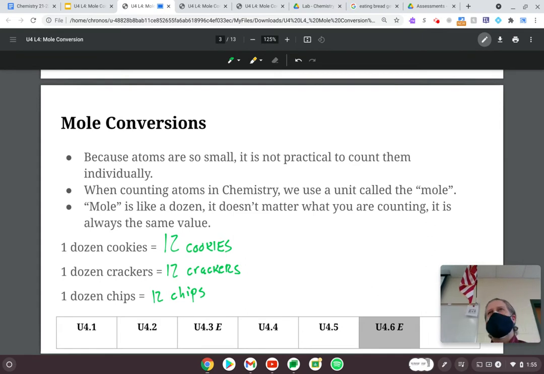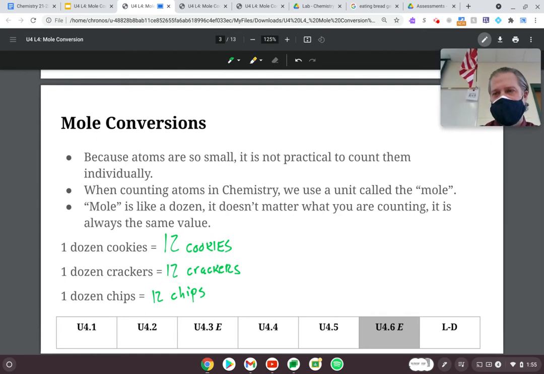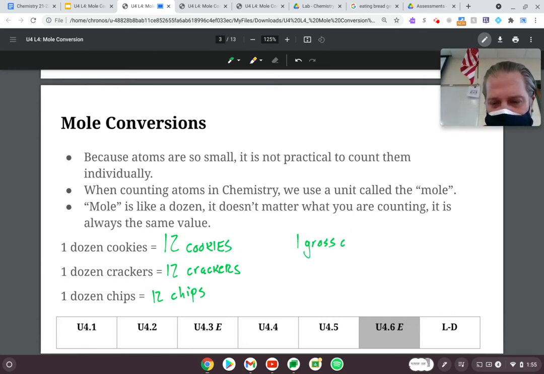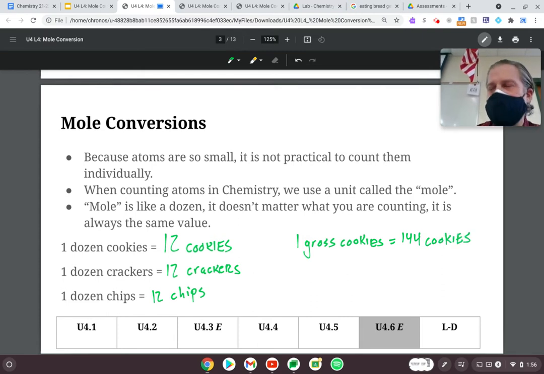Now, another counting number that you may or may not be familiar with is something that we call a gross. So if I had one gross of cookies, I would have a dozen dozen, which is 144 cookies, which is a serving. And if I had a gross of crackers, I would have 144 crackers.